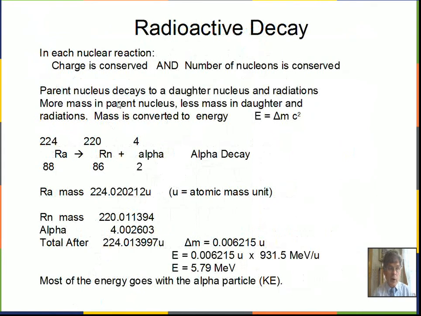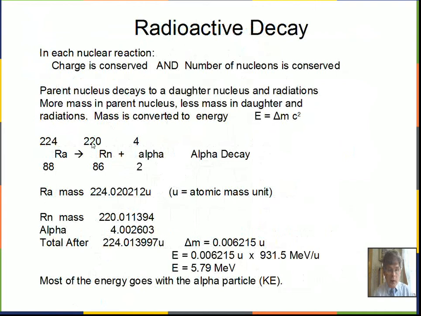Then the number of nucleons is conserved, the count of protons and neutrons. So starting with 224, later we have 220 nucleons here and 4 nucleons in the alpha particle. So we're conserving the bottom numbers, we're conserving the top numbers. 224 equals 220 plus 4. 88 equals 86 plus 2. Conserving charge, conserving number of nucleons.